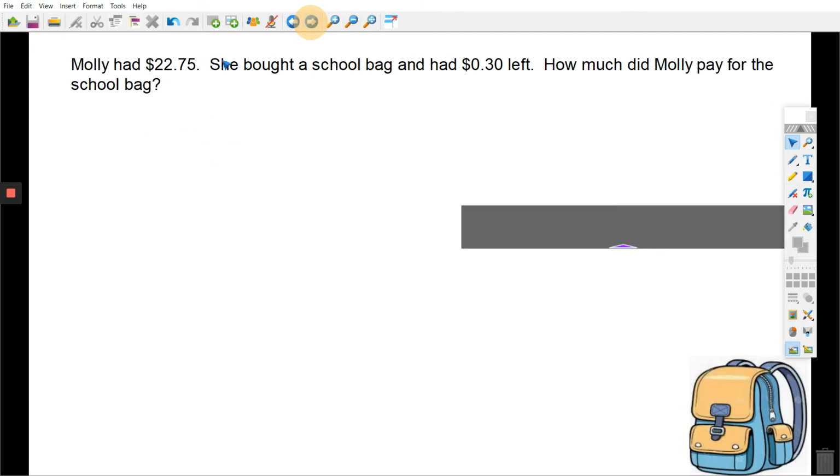In the next example, Molly had $22.75. She bought a school bag and had 30 cents left. How much did Molly pay for the school bag? In this case it is backwards from the previous example. They're telling us how much money she had at the beginning and the change she got after she bought the school bag. So we need to find out, what did she pay for the school bag? Again, it's subtraction.